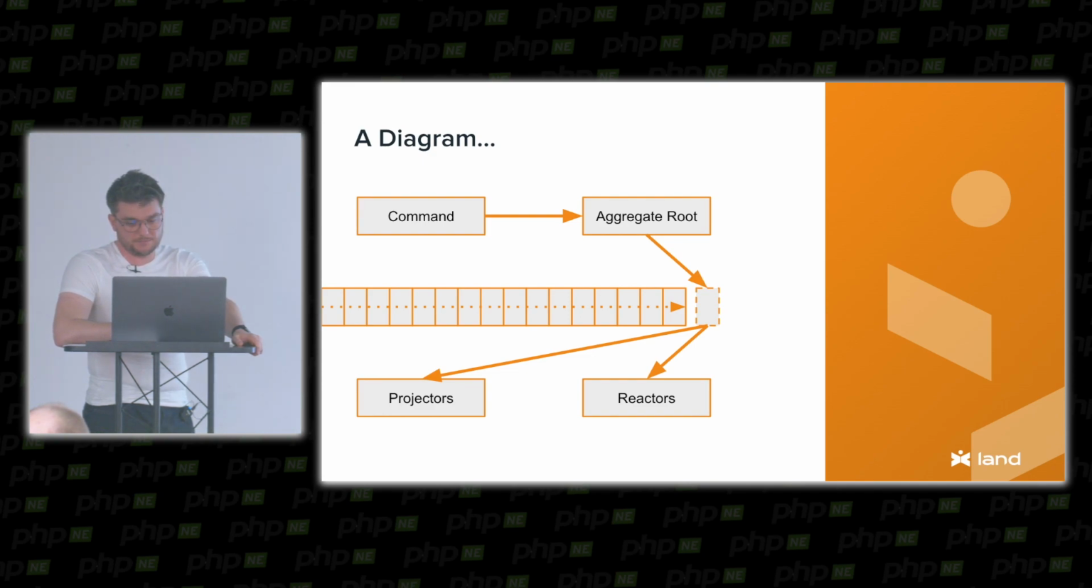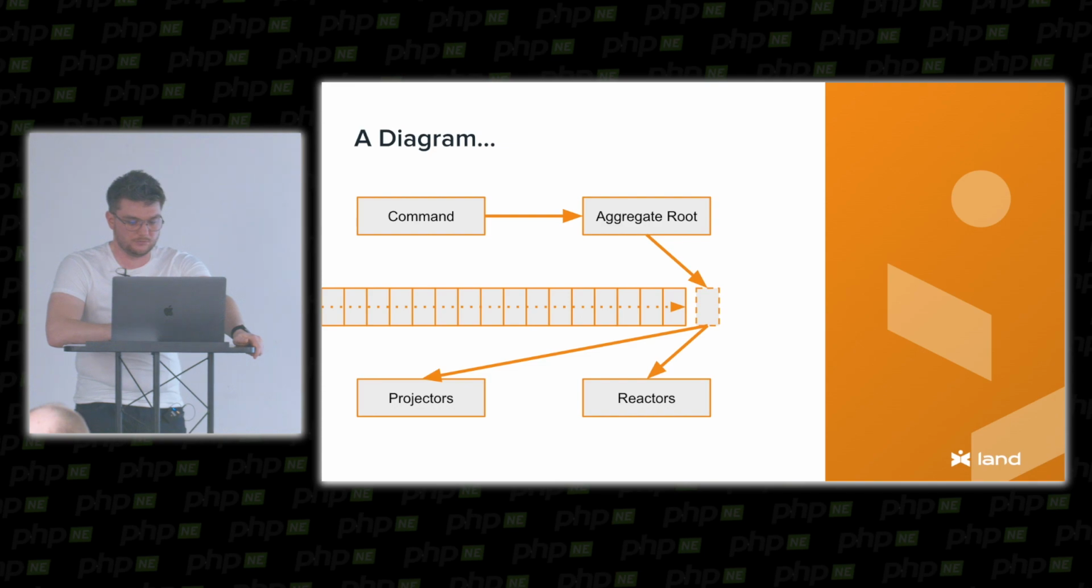Yeah, these are the main parts, really. The commands drive the aggregate roots. The aggregate roots collect events together and propagate events out to the rest of the system. The projectors project things into a query layer for us, which we'll get onto in a moment, and reactors, which do something in response to the events. Again, we'll get onto all this in a moment.